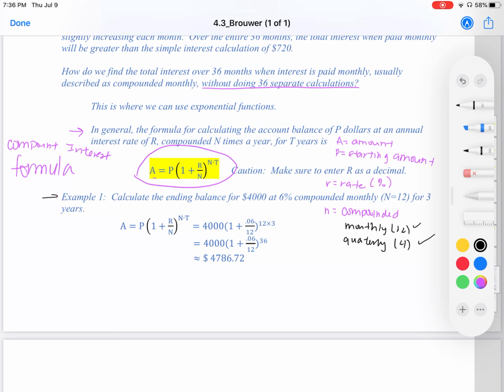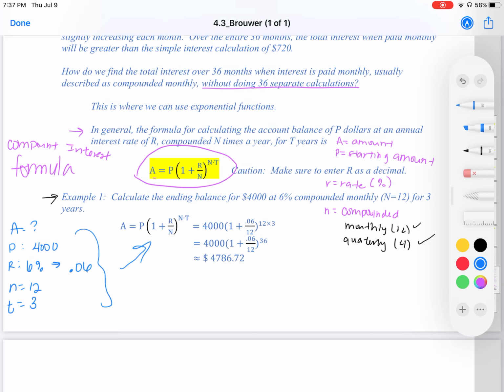All right, let's do example 1. Calculate the ending balance for $4,000 at 6% compounded monthly for 3 years. All right, so let's start by filling in our pieces. A is what we want to find. P is 4,000. R is 6%, which we change to decimal form, which would be 0.06. N is 12. And T, time, is 3 years. Time is in years. All right, so we just go ahead and fill in all these values into our formula.